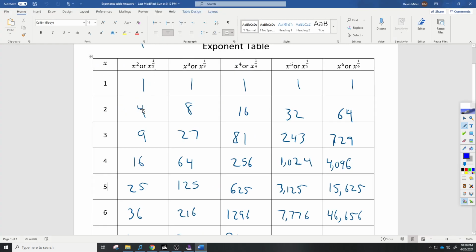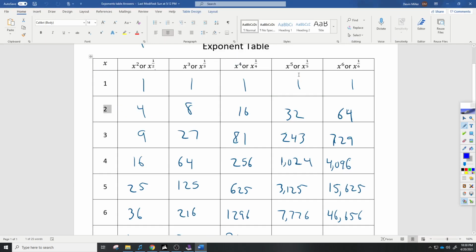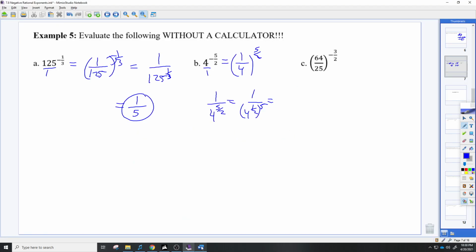Find 4. So the answer is 2. And then you're going to hold at that 2 and then go to the right to the 5th power. So 2 to the 5th would be 32. This is 1 over 32. Once you get better at looking at the table and figuring those out, it's not that bad.